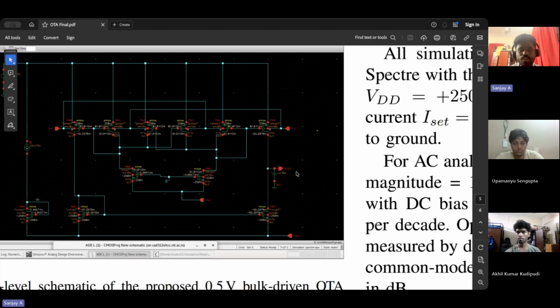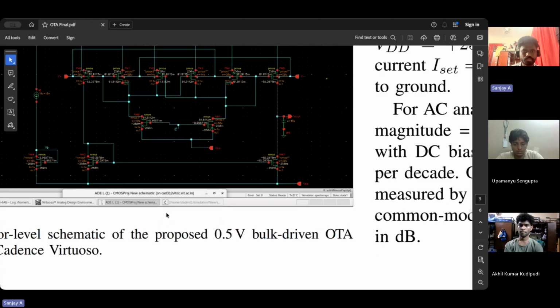For CMRR, I drove both V plus and V minus in phase at 1 Hz, measured the common mode output, extracted ACM, then computed CMRR equal to AD minus ACM in dB. This is the standard measurement methodology. For slew rate, transient simulation, measuring the derivative of the output response. Let me walk you through the results one by one because each number tells you a story.